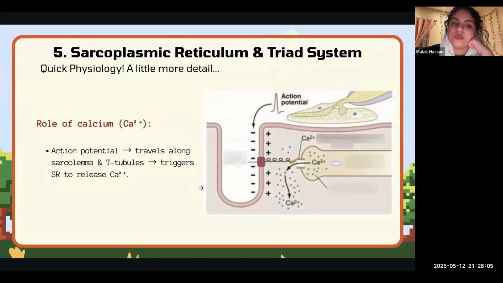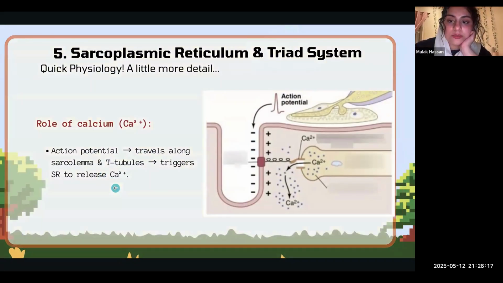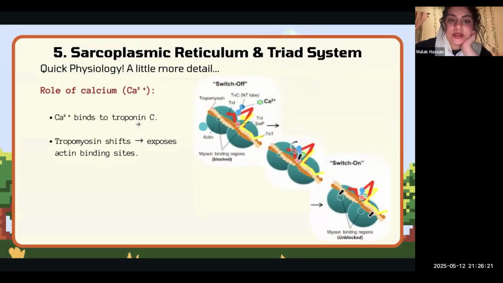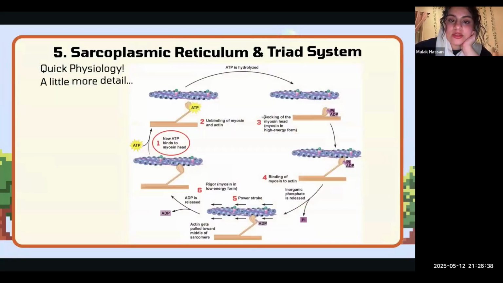Now, some more detail. What is the role of calcium? The action potential travels along the sarcolemma and the T-tubules, and it triggers the sarcoplasmic reticulum to release calcium. Calcium then binds to troponin C, and tropomyosin will shift and expose the actin binding sites. Remember how we said we had tropomyosin covering the actin binding sites? Once troponin C binds to calcium, tropomyosin will shift and expose the actin binding sites. And then this is what will happen.